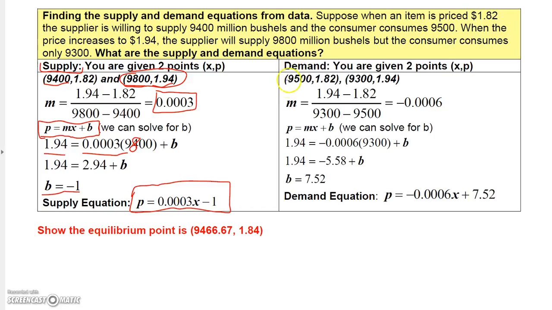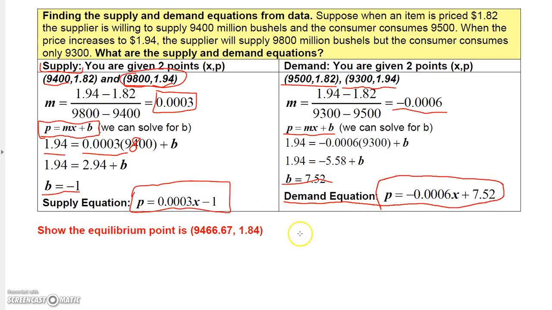Now, you can actually do the same thing over here. If you read the problem, you'll see that the demand is at a price of $1.82, the demand's 9,500, but when the price goes up to $1.94, the demand drops to 9,300. So you can go through the same process here, find the slope, -0.0006, and then plug in a point here, and I plugged in this point, $1.94 for price and 9,300 for x, and then I solved that for b, and I got b equals 7.52, and then that gave me the demand equation.